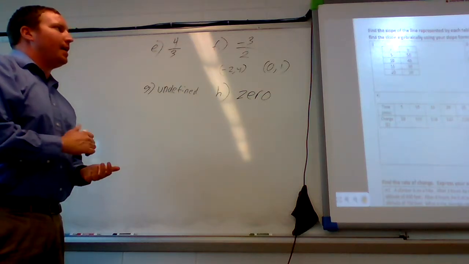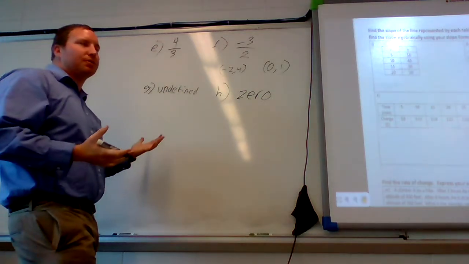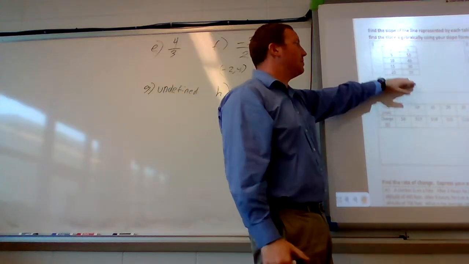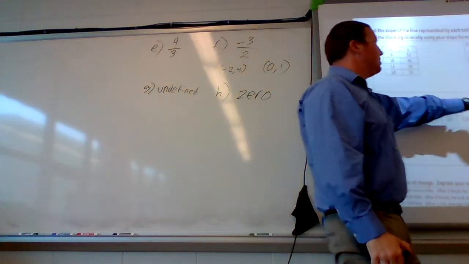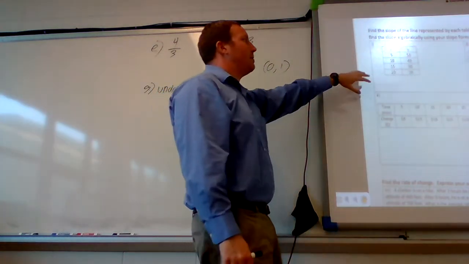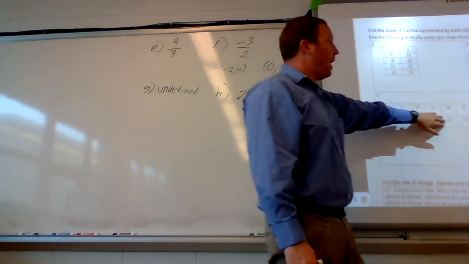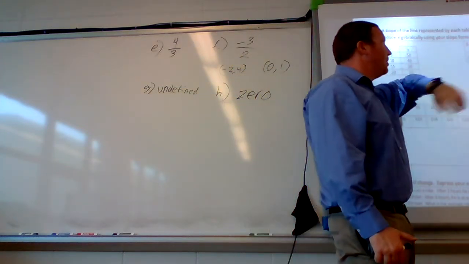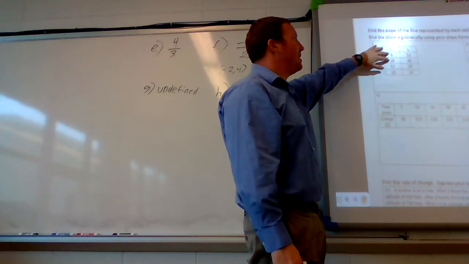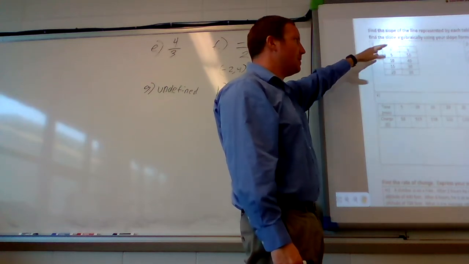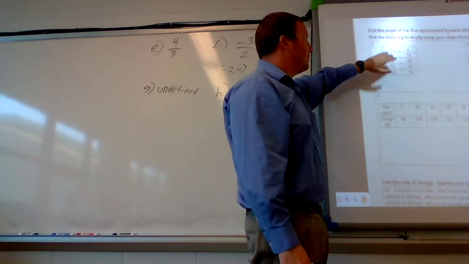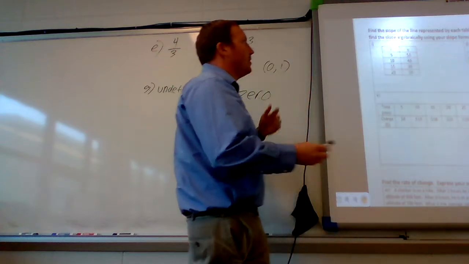And then we can also find slope using tables. Tables are just a set of multiple points. So a table is just like if we were given 2 points, but this time they're giving us 3, 4, or 5 points. We can take any 2 of those points. It doesn't have to be the first 2, the first and the last, or the middle 2, it doesn't matter.